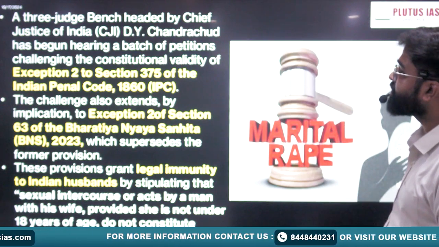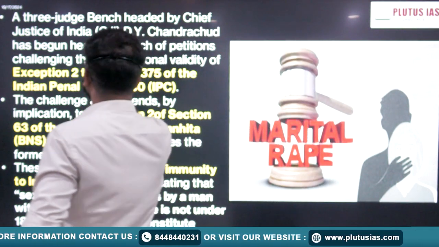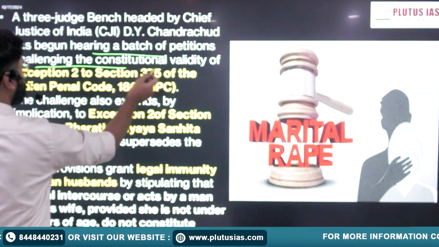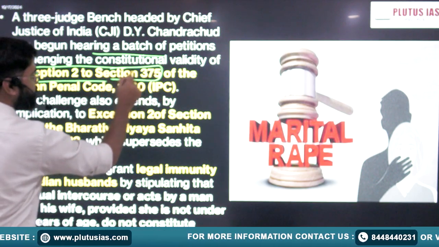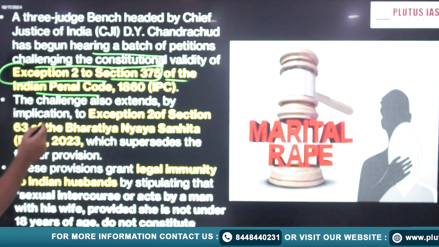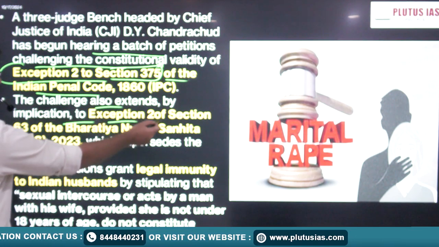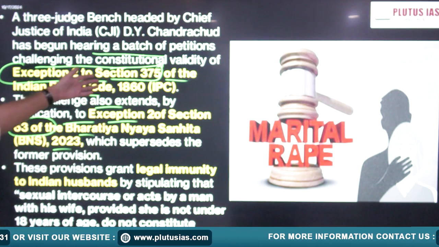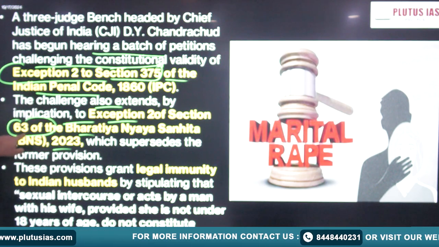A three-judge bench headed by the Chief Justice of India, D.Y. Chandrachud, has begun hearing a batch of petitions challenging the constitutional validity of Exception 2 under Section 375 of the Indian Penal Code 1860. The challenges also extend to the exception under Section 63 of the Bharatiya Nyaya Sanhita, because the IPC is subsumed by the Bharatiya Nyaya Sanhita.